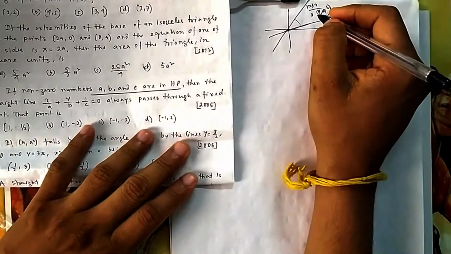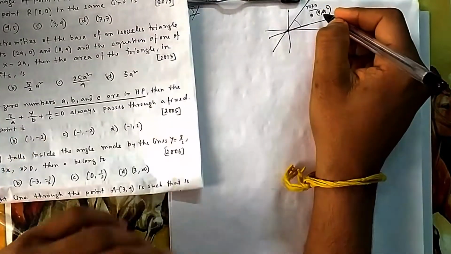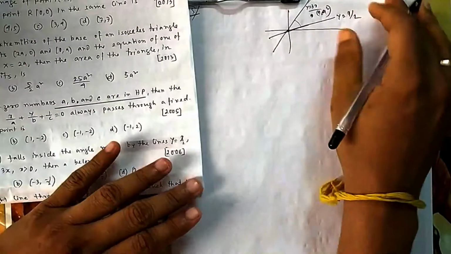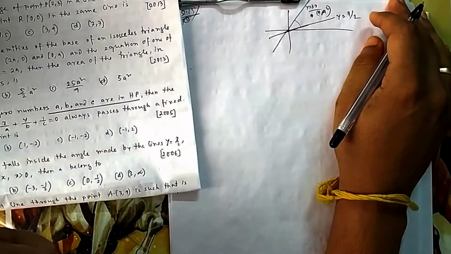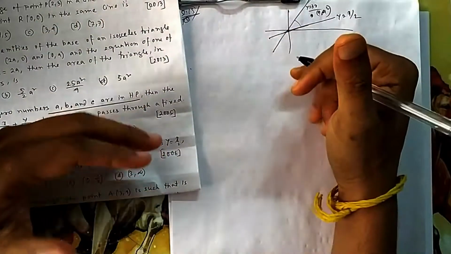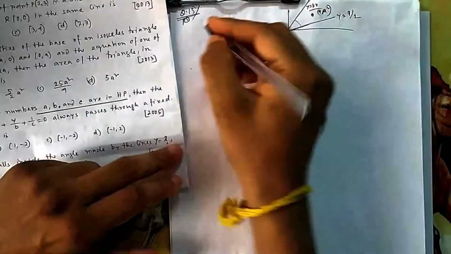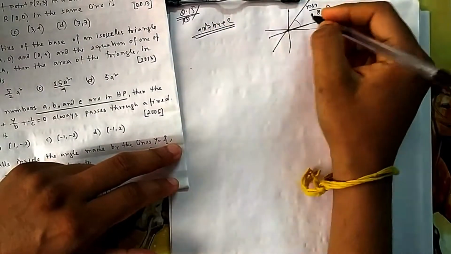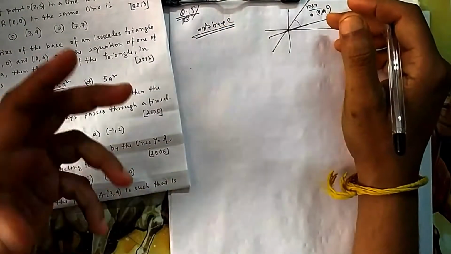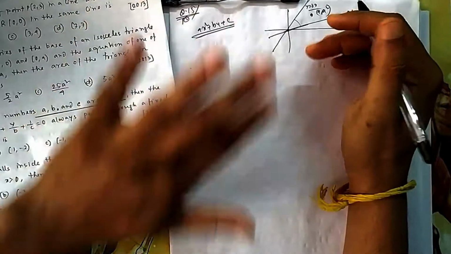So I told you in an article how to check whether a point is lying on which side of the straight line, it was the condition of the sign of ax plus by plus c. If they lie on the same side, then their signs will be the same. If it is equal to 0, then it is on the line. If it is positive or negative, then it is on either side of the straight line.